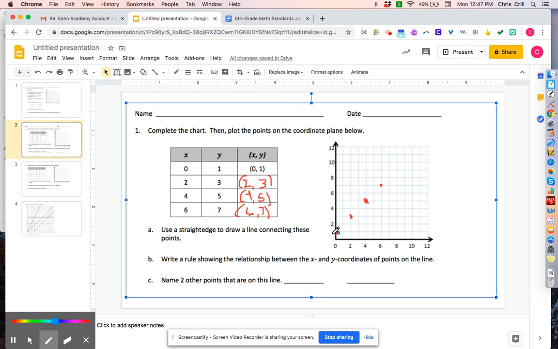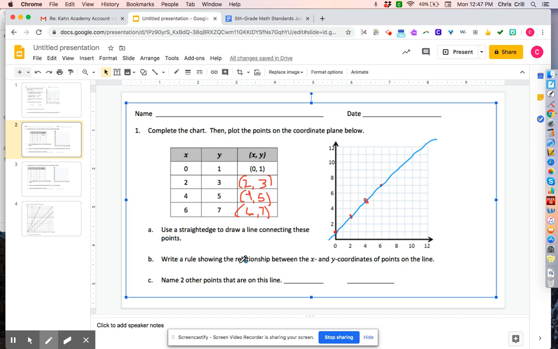So I'm going to do my best here to draw a straight edge. There we go. And notice I continued my line straight through the y-axis and all the way out here because remember, lines are never ending. They keep going on and on in each direction.